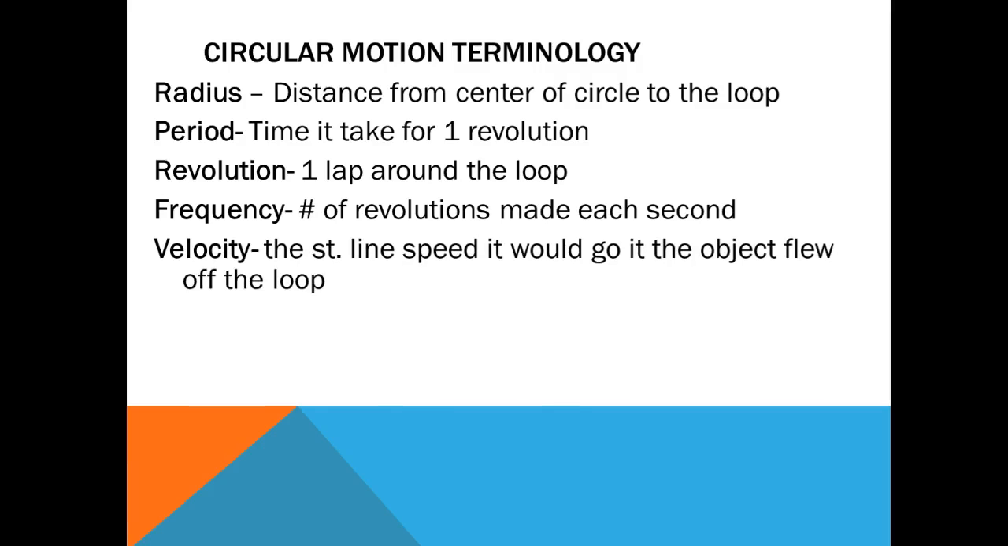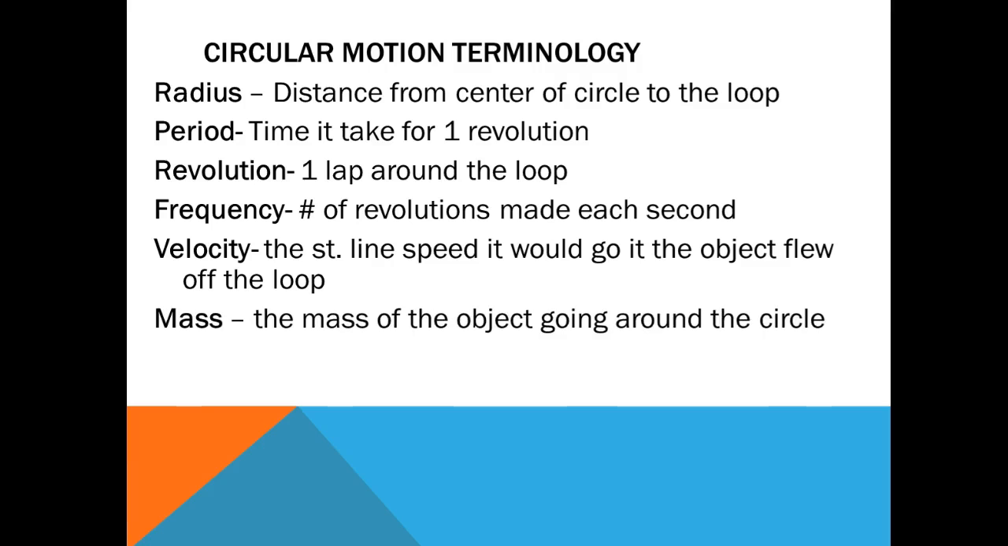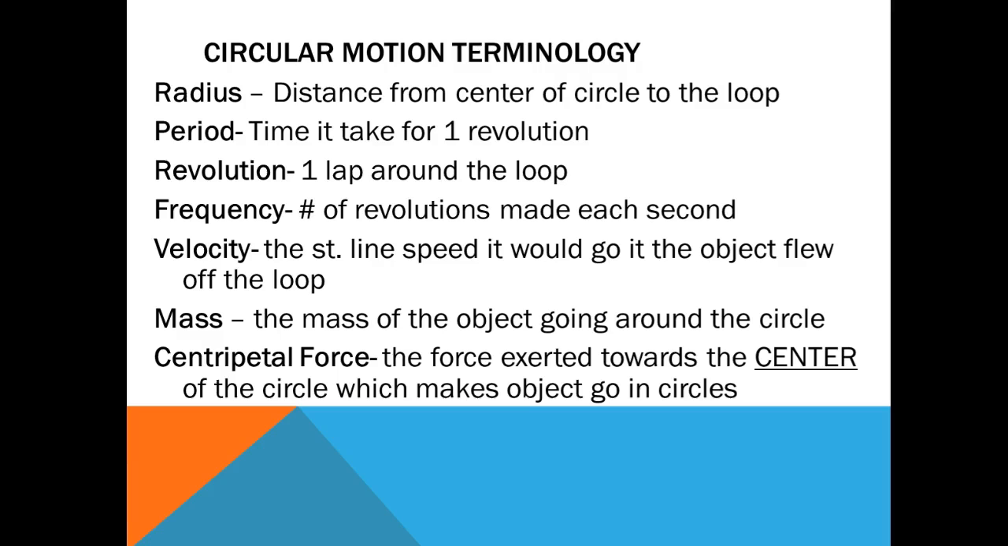The velocity is the straight line speed that it would go if the object flew off the loop. So if the string were cut, it's how fast that object would go in a straight motion tangent to the circle. The mass is obviously the object going around the circle, and the centripetal force is the force exerted toward the center of the circle, which makes the object go in a circle.